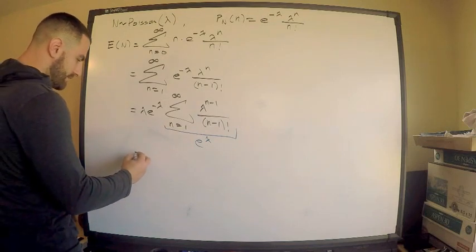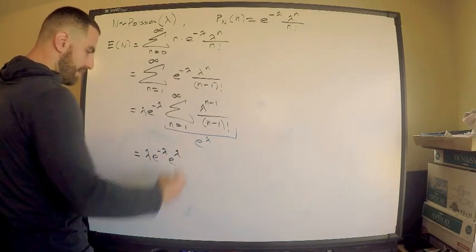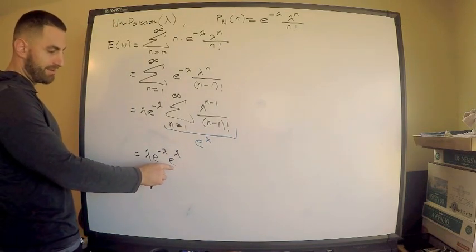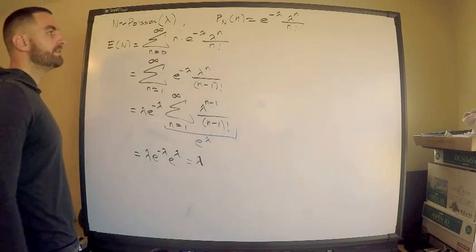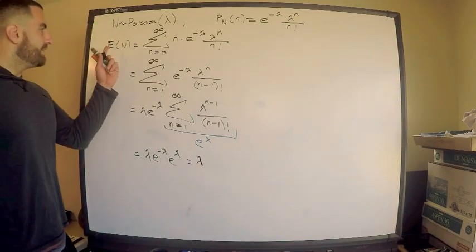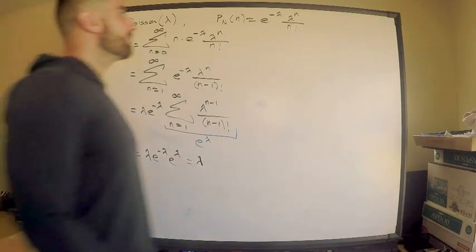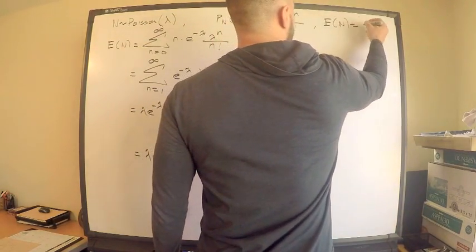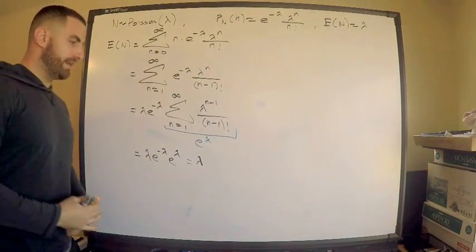So what do I get here? This is lambda e to the negative lambda times e to the lambda. These are the same base, so when you multiply, you add the exponents, and this is lambda. What did we just show? We showed that the expected value of a Poisson random variable is equal to lambda, so I'll record this information over here. The expected value is equal to lambda. Pretty straightforward, if you ask me.